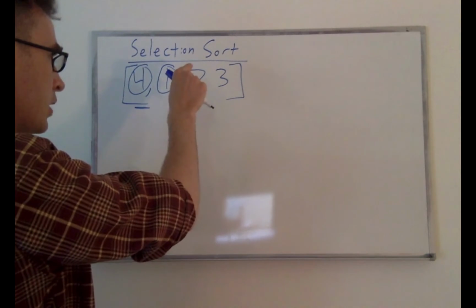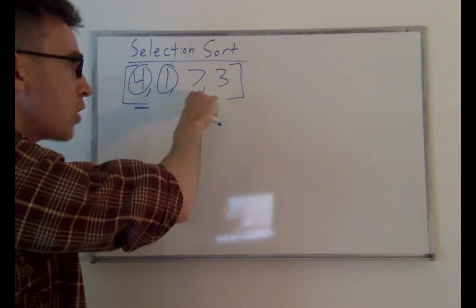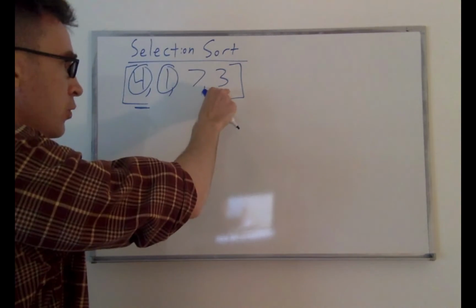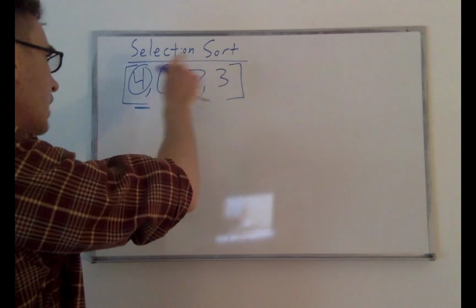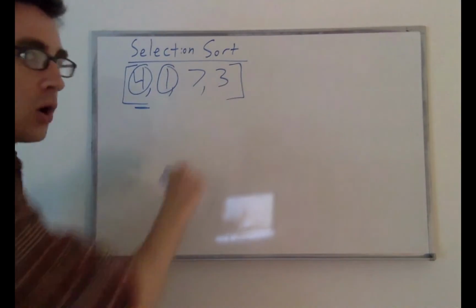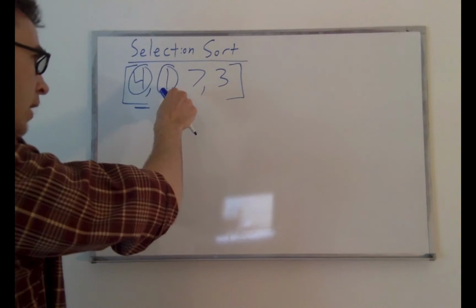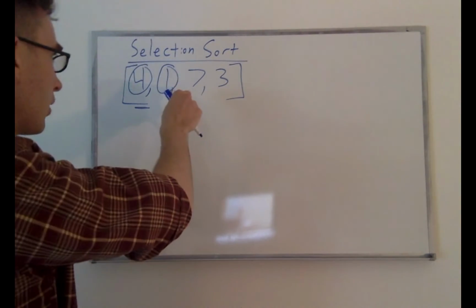The next value is 7. 7 is not smaller than 1, so I'm just going to keep going from here. Then the next value is 3, and 3 is not smaller than 1. So just keep going, and that's the end of the array. On this first pass through the array, the smallest value we've seen is 1.